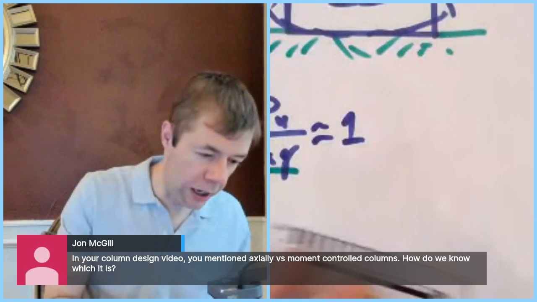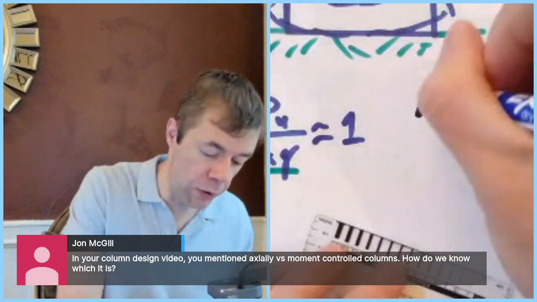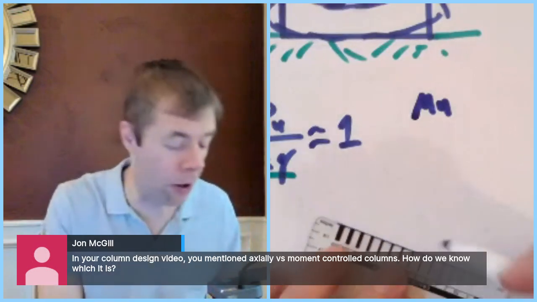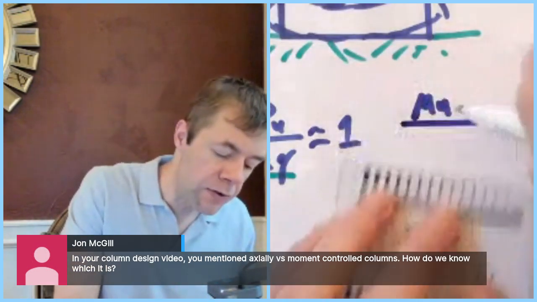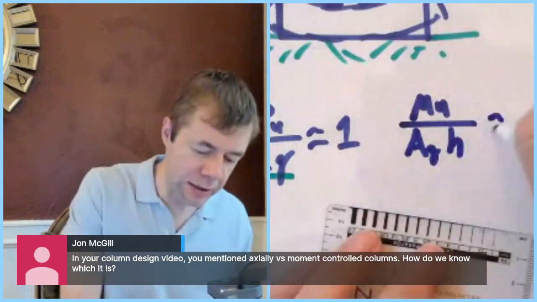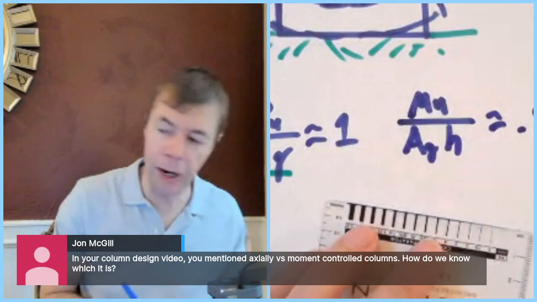The other way I told you in the video at the end, but no one seemed to watch it. I guess no one watches the end of the videos, and that's sometimes the most important part. It is Mu over Ag h, and I said to set that to about 0.5.